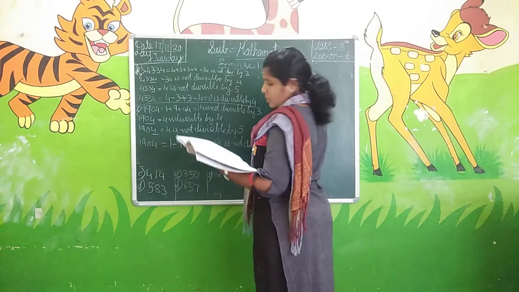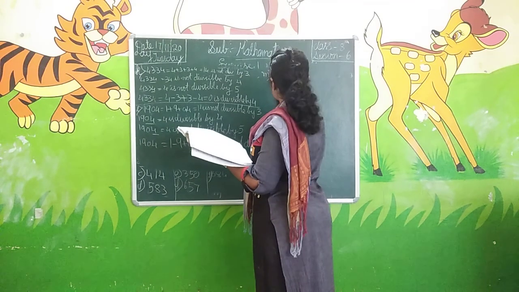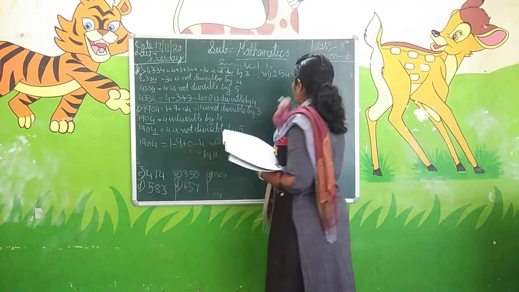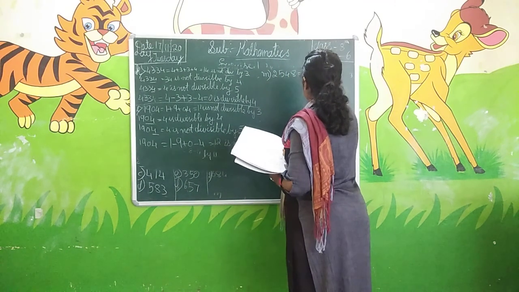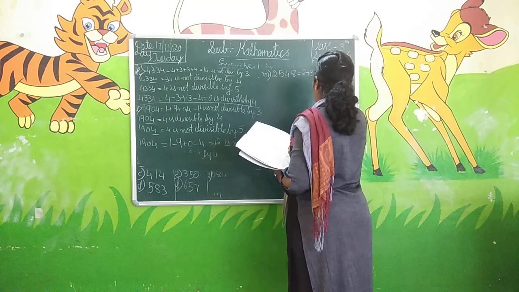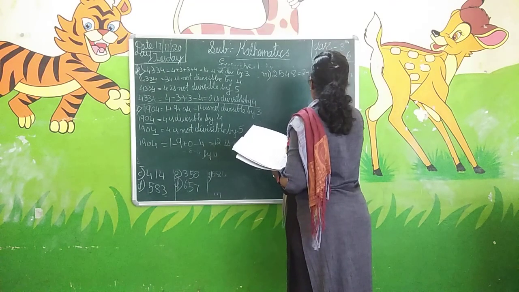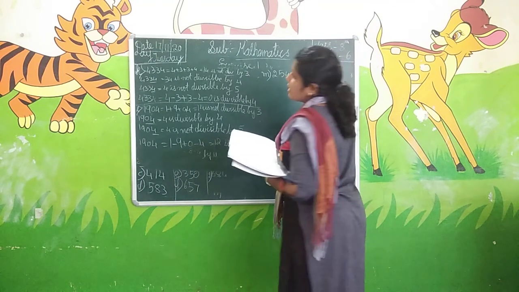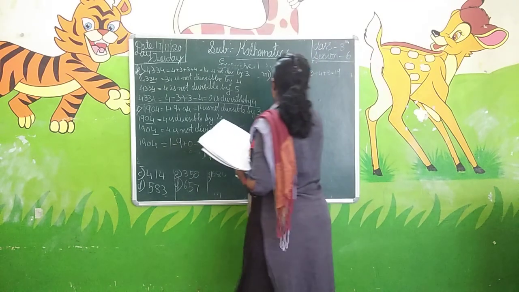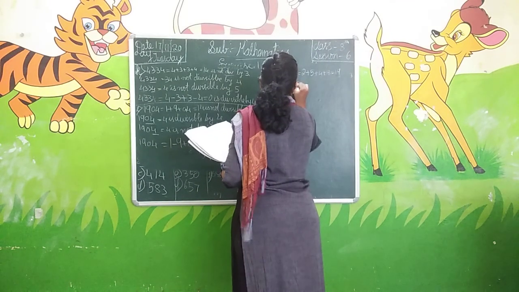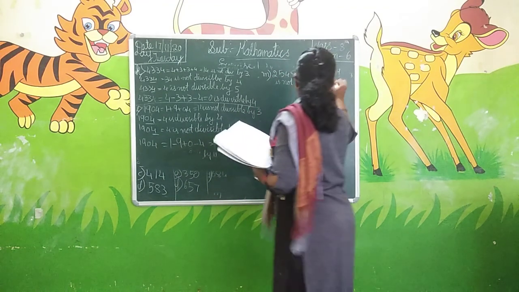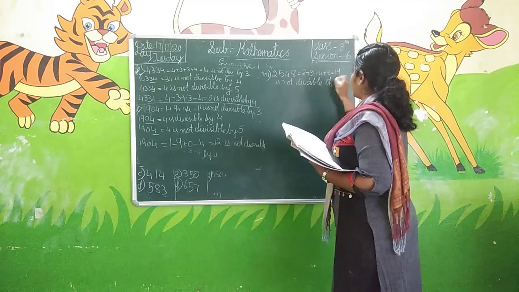Next problem, the last number, 2548. Add the digits to see whether it is divisible by 3 or not. 2 plus 5 is 7, 7 plus 4 is 11, 11 plus 8 is 19. 19 is not a multiple of 3, so it is not divisible by 3.